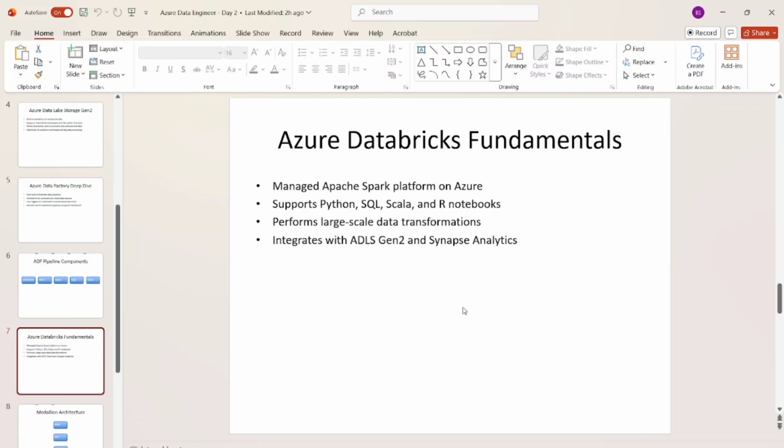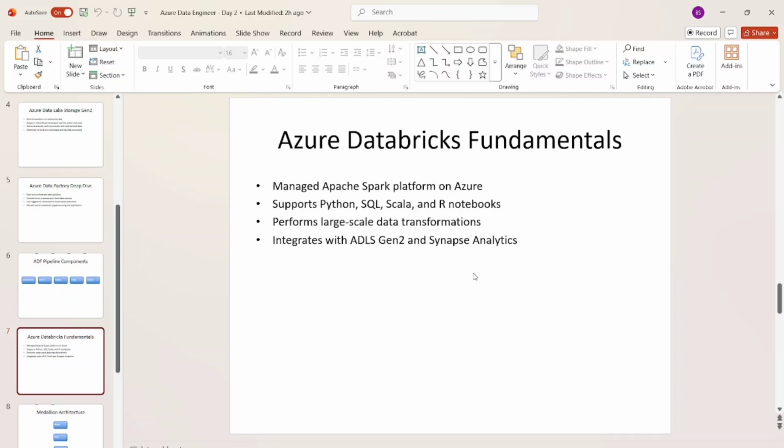So the question that will come to your mind is, why Databricks? Because it simplifies Spark cluster management. Next, it supports collaborative notebook development. Next, it enables scalable data transformations. And next, it integrates with Azure services. Databricks is generally integrated with Azure services, that's why it is called Azure Databricks. It supports the languages already told: Python, SQL, Scala and R. These are the 4 languages it supports.